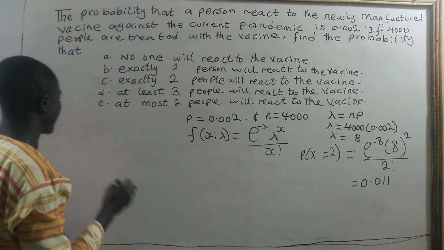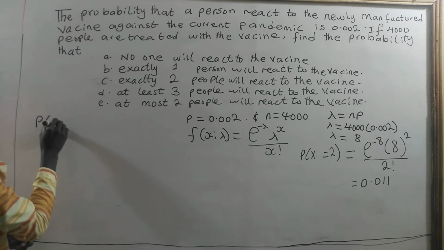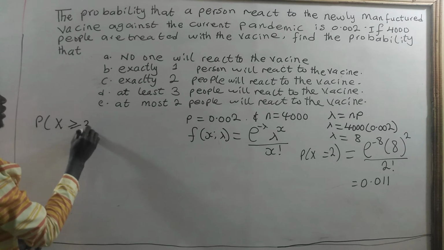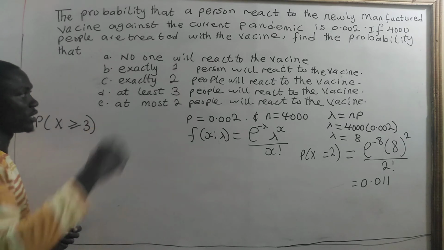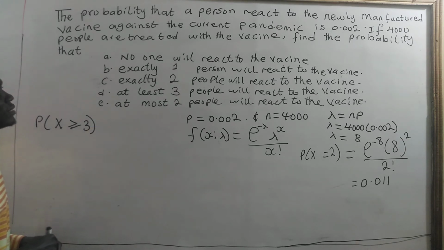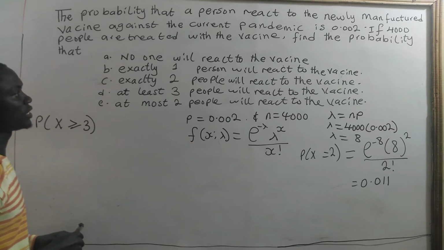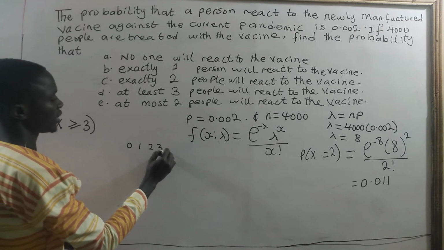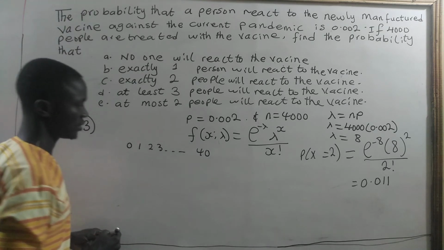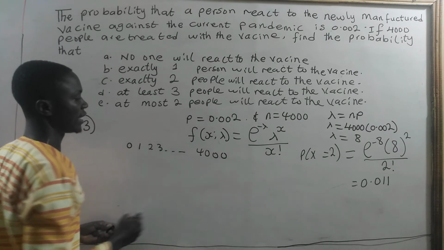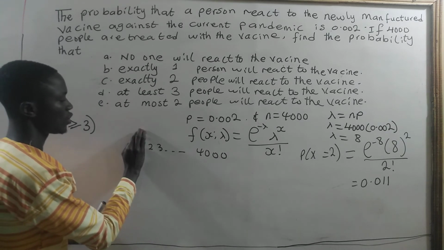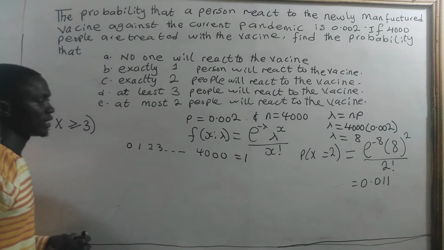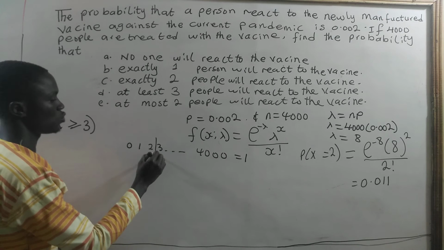So at least 3 means that you are going to find the probability of x greater than or equal to 3. That is from 3 going. And we have this probability to be from 0, 1, 2, 3 up to 4,000. And if we add each of the probabilities up to 4,000, we are going to get 1. And we want from 3 going.